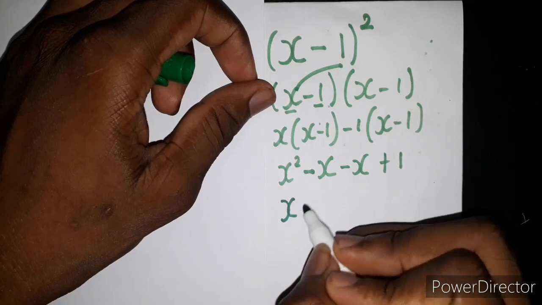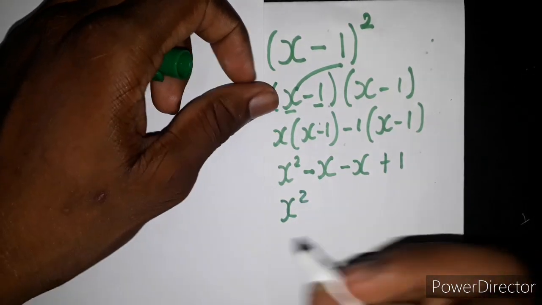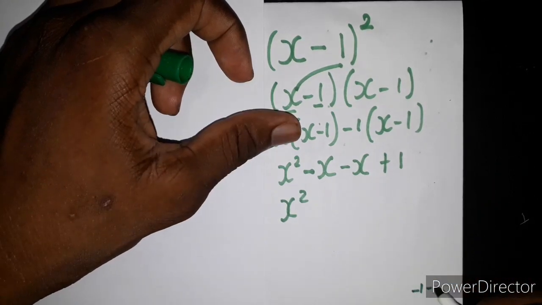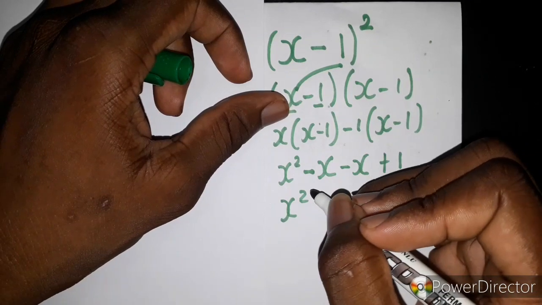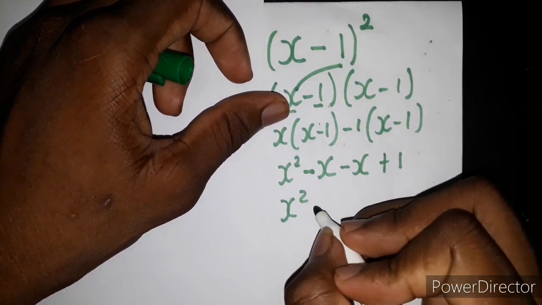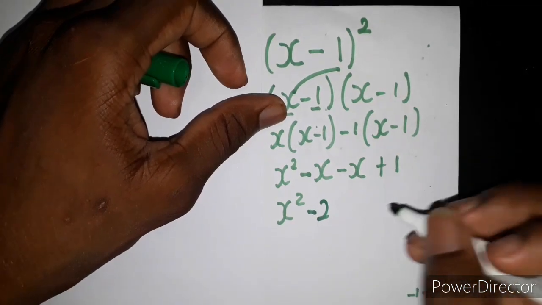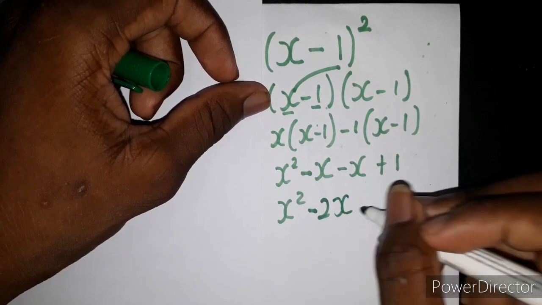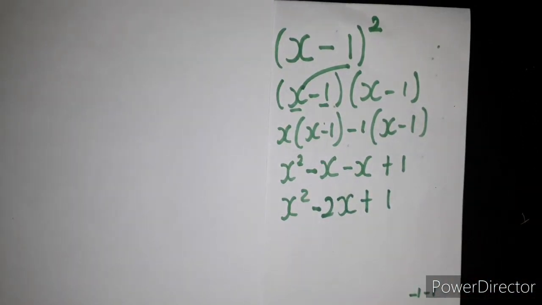So this will be x squared and a negative x minus x. This is like negative 1 minus 1, right? Because if you don't see any number in front of a letter, a 1 is in front. So negative 1 minus 1 will give you what? A negative 2. So negative x minus x will give you negative 2x, plus 1. And that is how you square a bracket.